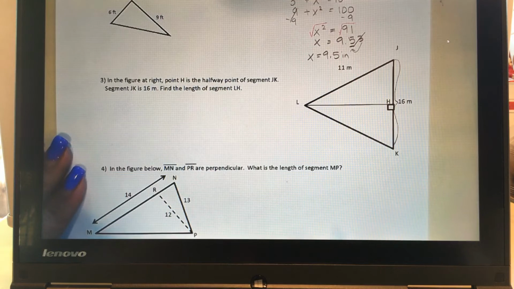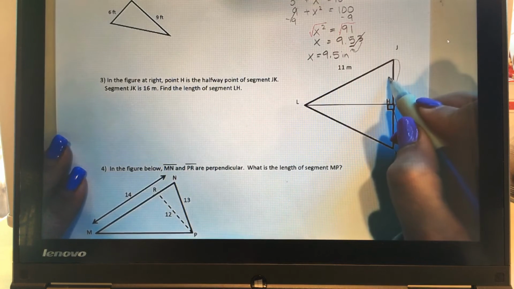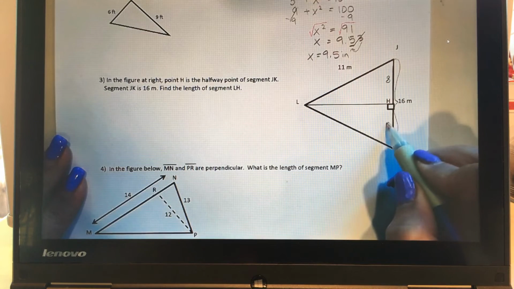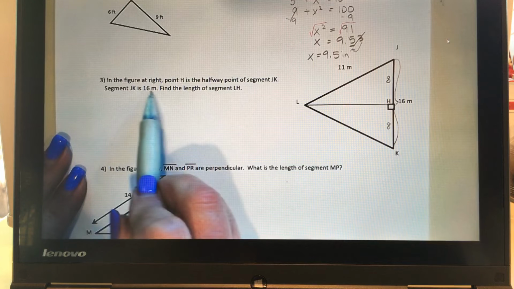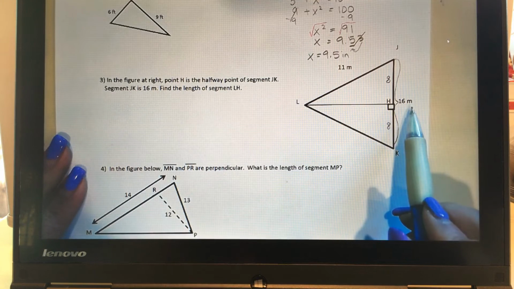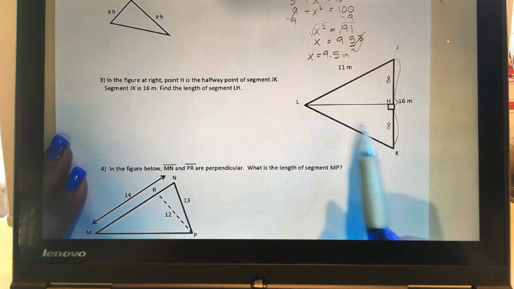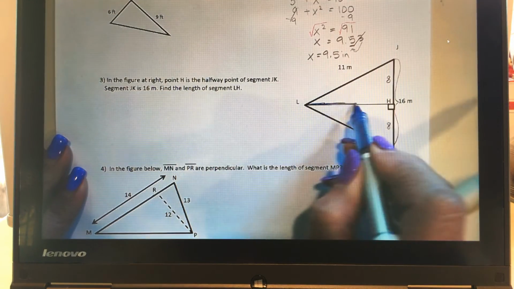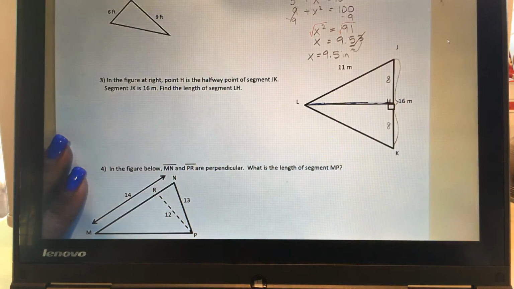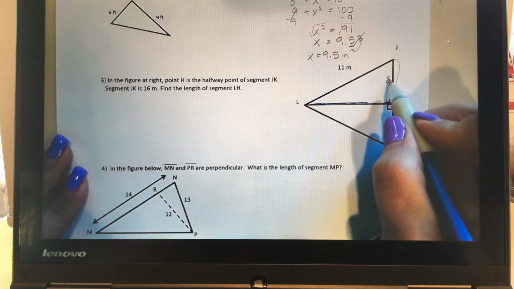And it's the halfway point. So that means by reading that sentence, I know that this is 8 units and this is 8 units. Segment JK is 16 meters, already labeled there for us. And we're asked to find the length of the segment LH. We are asked to find this segment right here. Okay, so I know since this is the halfway point, this is 8.